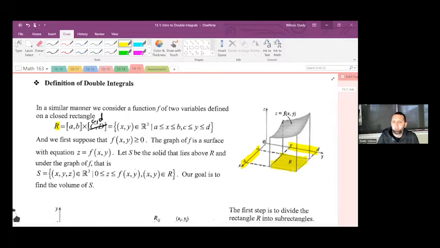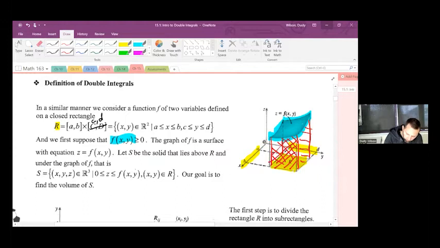And we suppose that f of x, y is greater than or equal to 0. That is, it's above the xy plane. So here's our f of x, y. It's this surface here. Let's call f, let's make it blue. And the blue is above the yellow rectangle. Let S be the solid that lies above R and under the graph of f. So it's this region here, and it's going to be a solid, right? Something like that. So it's like a solid prism, if you will, but in this case, it's kind of got a curvy top.